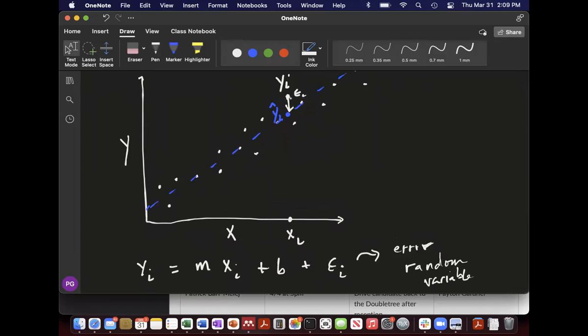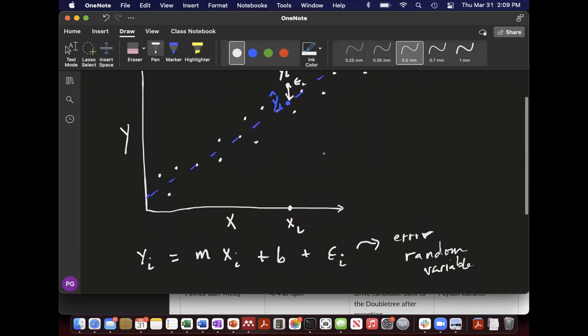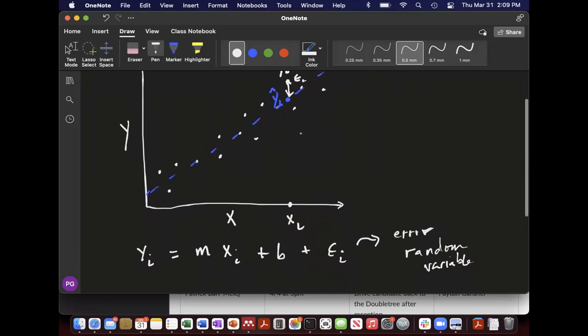And at the end of the day, the idea behind linear regression is to find the line. The process of linear regression is finding M and B such that the total amount of error is at a minimum. That's the basic idea behind linear regression. We're just trying to minimize the errors or the differences between these points and our regression line.